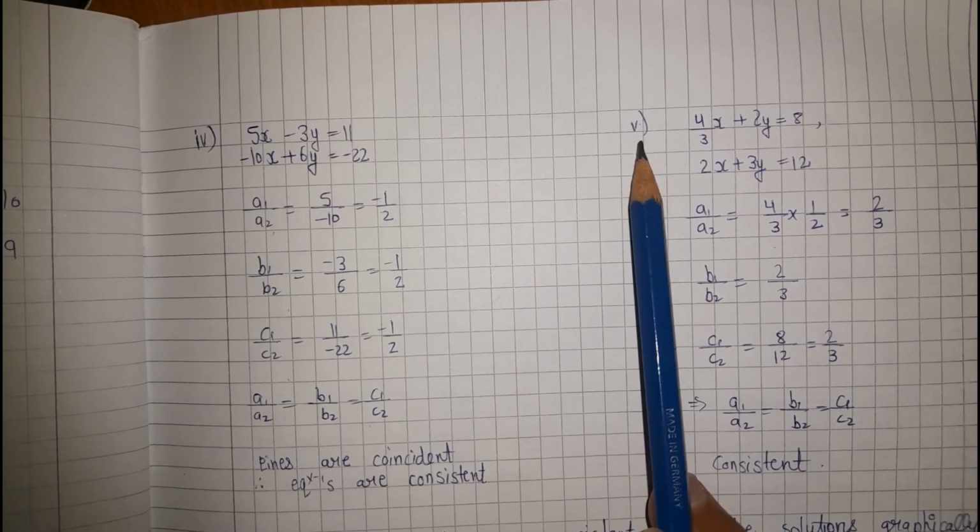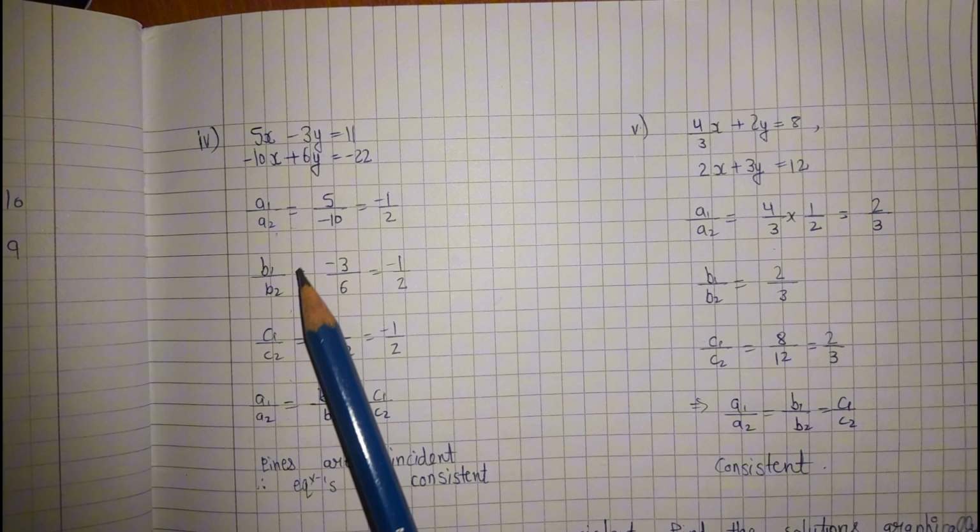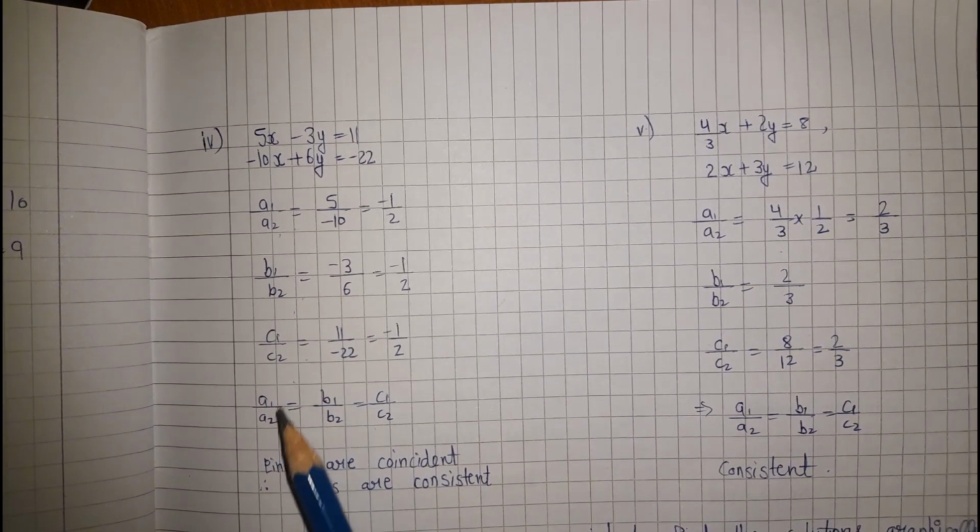Similarly, in the fourth and fifth parts, the ratios of a1 upon a2, b1 upon b2 and c1 upon c2 are equal.